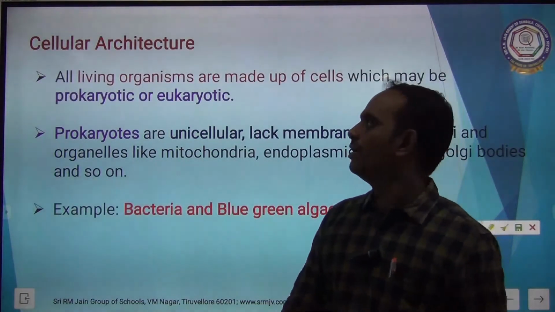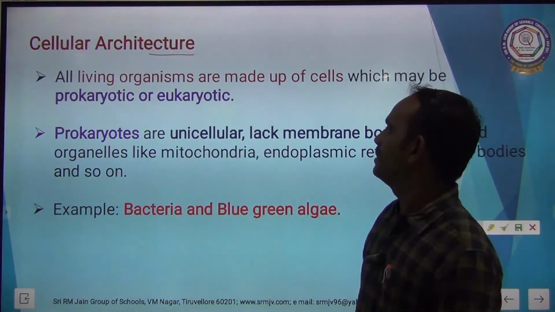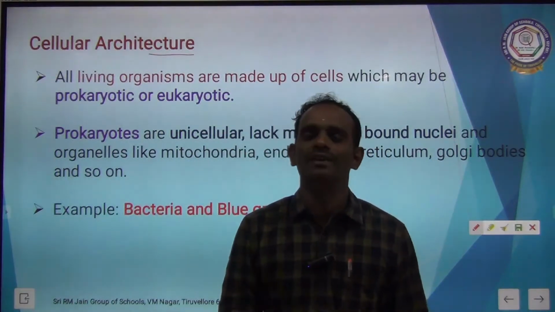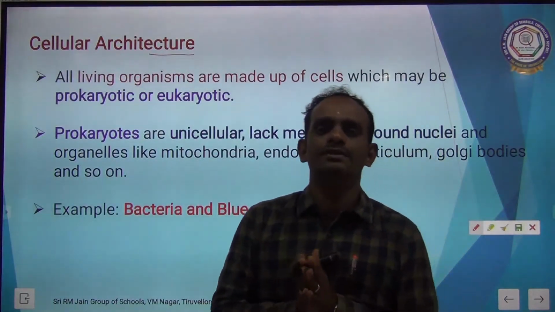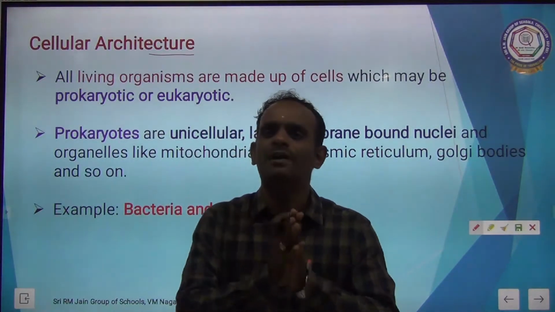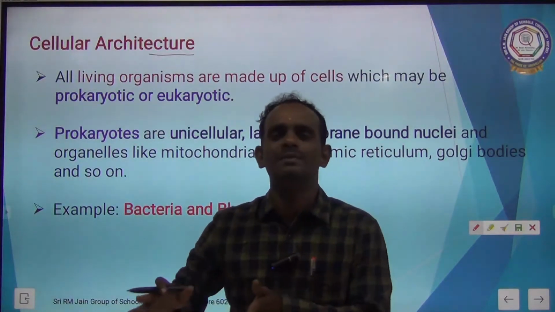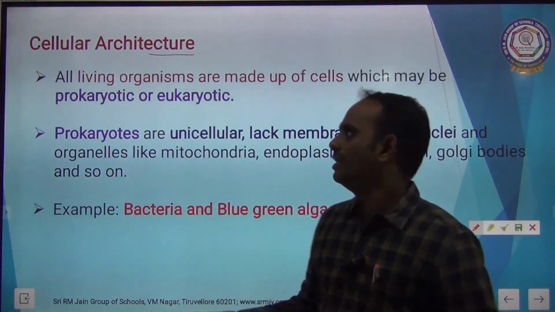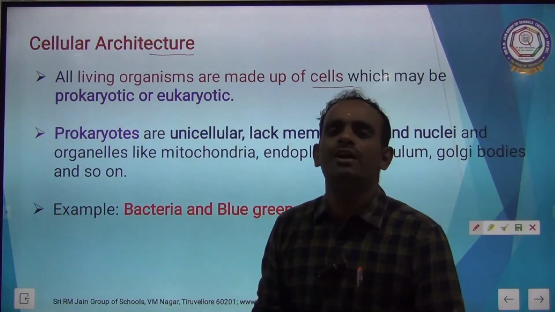Second one is cellular architecture. All living organisms are made up of cells, you know very well. Cell is the basic structural and functional unit of all living organisms. If it is a living organism, it is made up of cells. It may be unicellular, one cell, or it may be many cells. Clear? So all living organisms are made up of cells, which may be prokaryotic or eukaryotic.